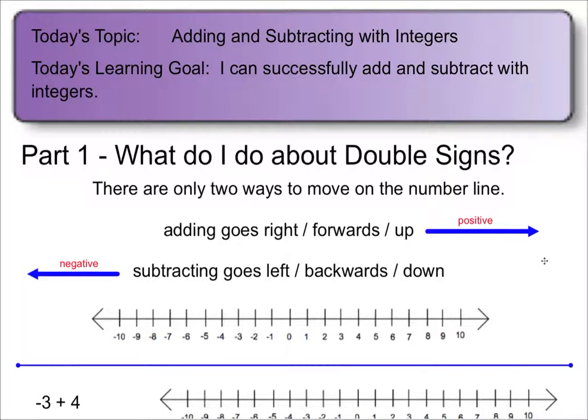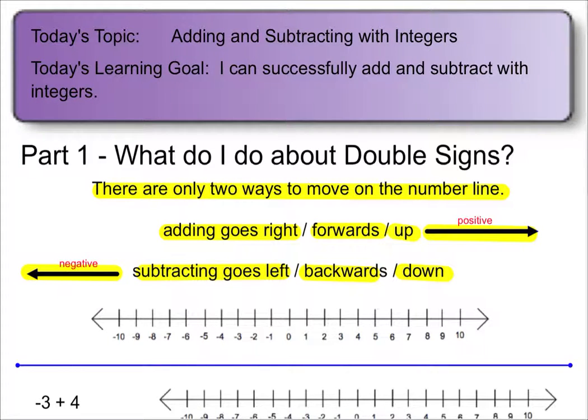Because when you're adding and subtracting, all you're really doing is moving on the number line. And as it says right here, and I'll highlight it as we go along, there are only two ways to move on the number line. Adding goes to the right, this way. This is a positive direction. And subtracting goes to the left, a negative direction. You might hear me use the words forwards or up when we're talking about positive, or backwards and down when we're talking about negative as well. But one way or the other, if we're representing adding, we go to the right, and if we're representing subtracting, we go to the left.